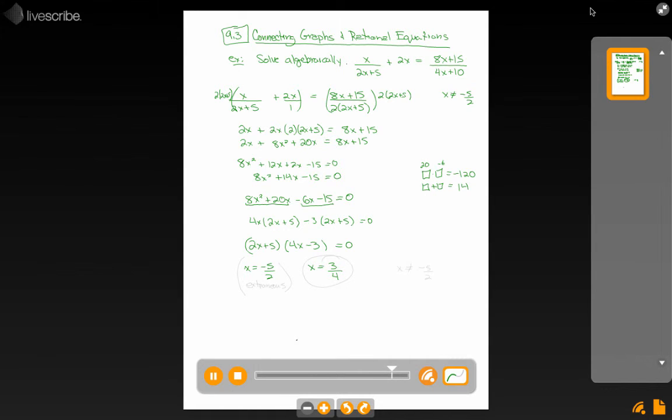If you stop there, you'd have a bit of a problem, because it turned out, when we look up above, one of our non-permissible values was negative 5 over 2. So this is an extraneous solution. It doesn't actually provide us with a solution to the original problem. The answer is x equals 3 over 4.